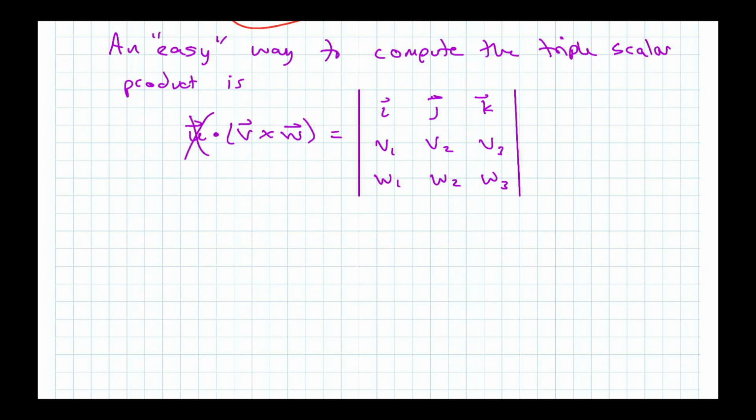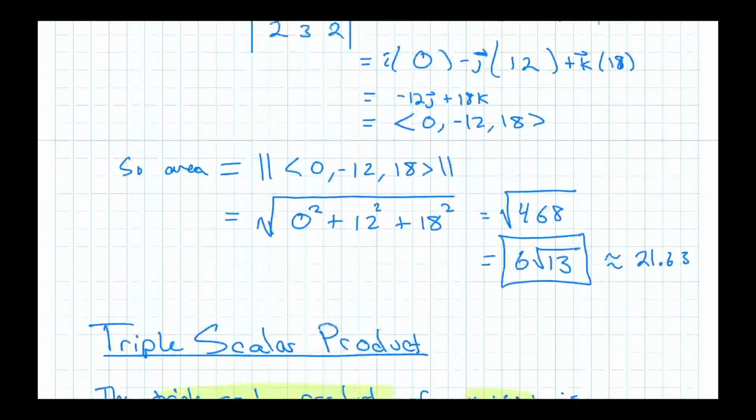But if you add this extra U there, it turns out that you just erase this top part and put U1, U2, U3, with these being the V's. Then that's the triple scalar product. And the reason it works is pretty easy to see.